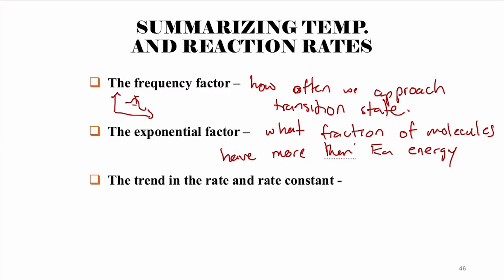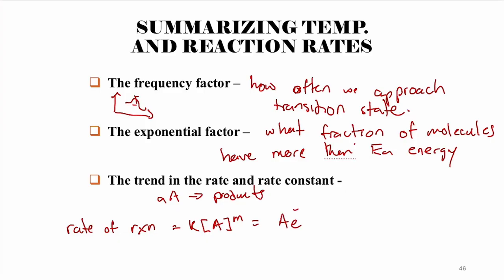And so how does this affect the rate of reaction? Well, we know that this is our experimental rate law for A goes to products. And we can also rewrite this as A e to the minus EA over RT, all to the power of m, like that, right?